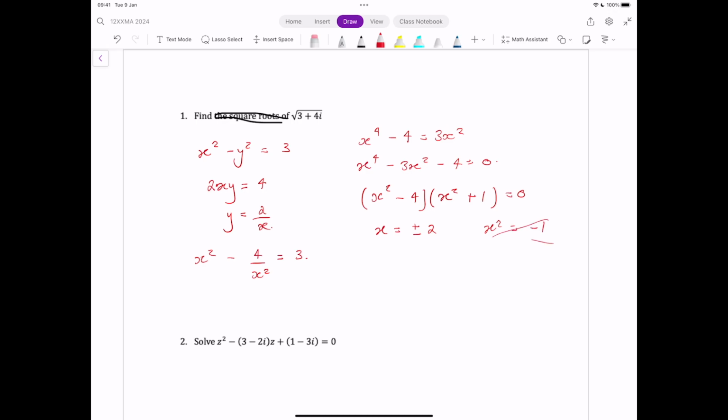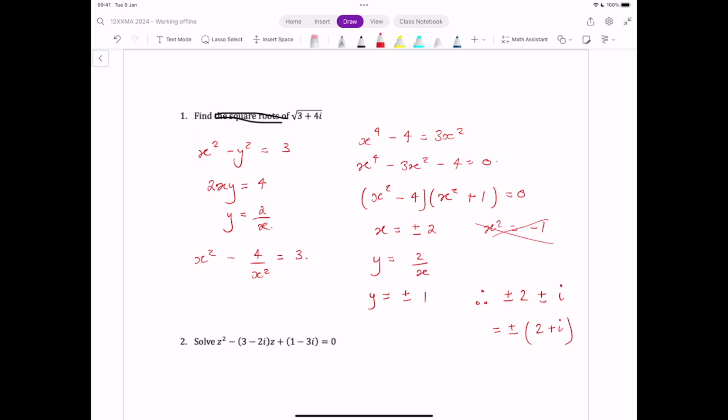Now, we're not going to care about this solution because we're told that the x component of the square root of the complex number is real, so we can't have any imaginary solutions for x. Now we're going to solve that for y, so we know y is equal to 2 on x. So substituting that in, we're going to have y is plus or minus 1. So therefore the square root of my complex number is plus or minus 2 plus or minus 1i, which we often just say is plus or minus 2 plus i.